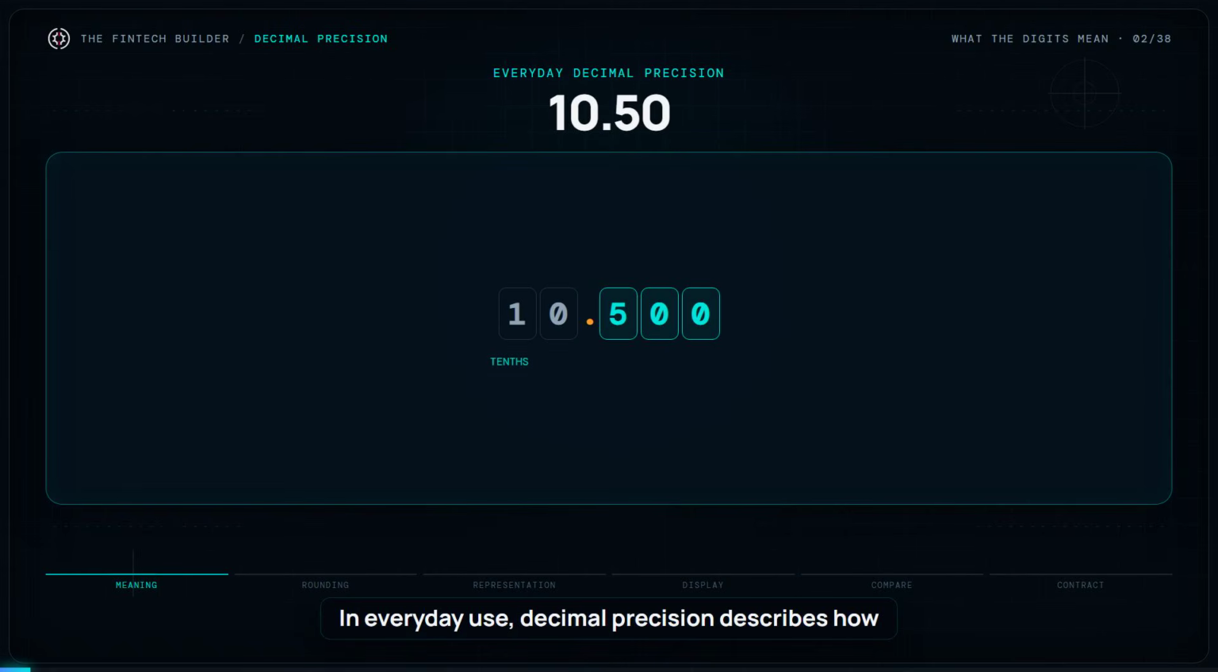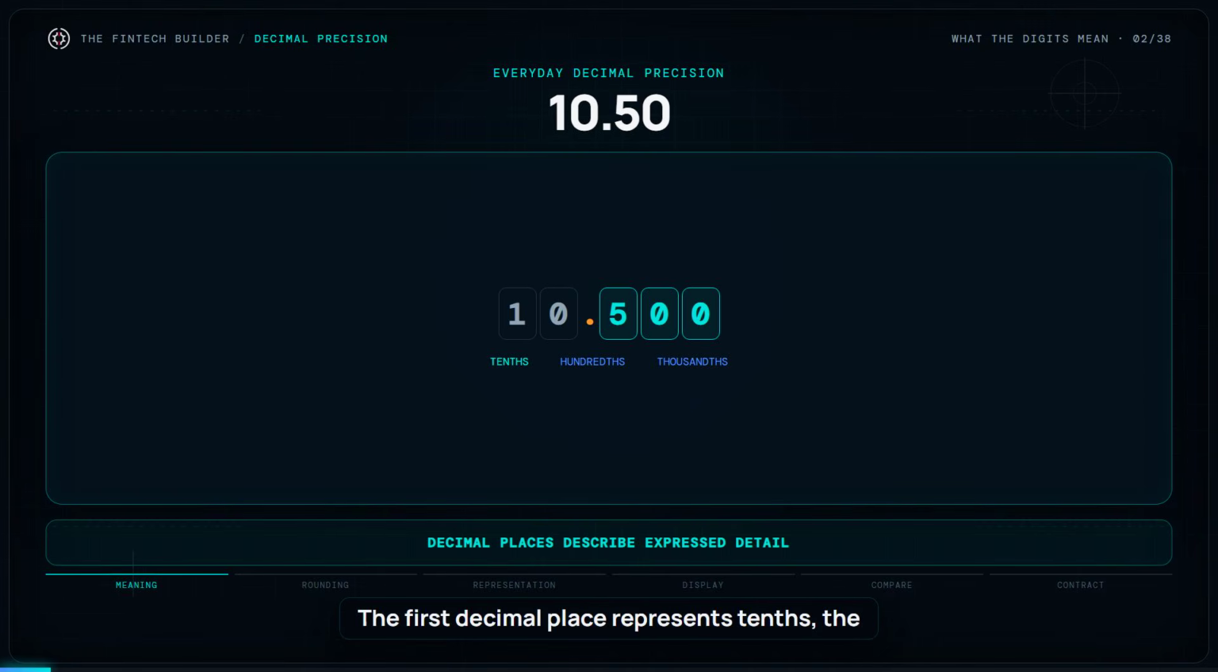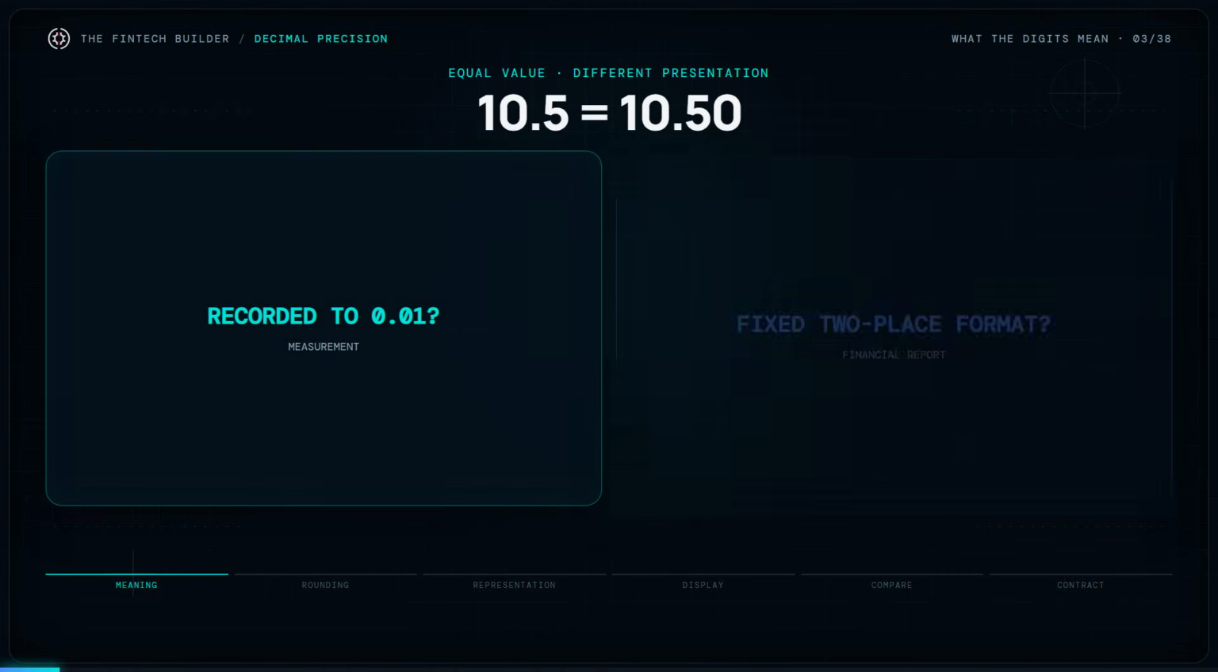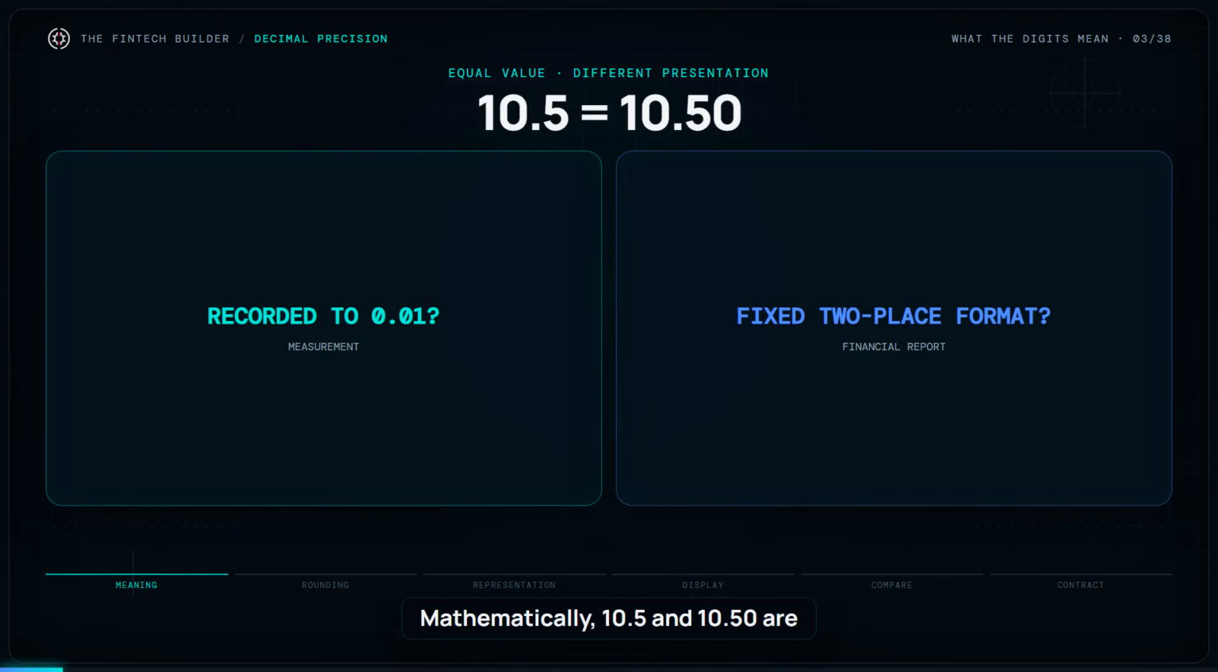In everyday use, decimal precision describes how finely a number is expressed. A value shown as 10.5 is written to one decimal place. A value shown as 10.50 is written to two decimal places. The first decimal place represents tenths, the second represents hundredths, and the third represents thousandths. Mathematically, 10.5 and 10.50 are equal, but their presentation may communicate different information.